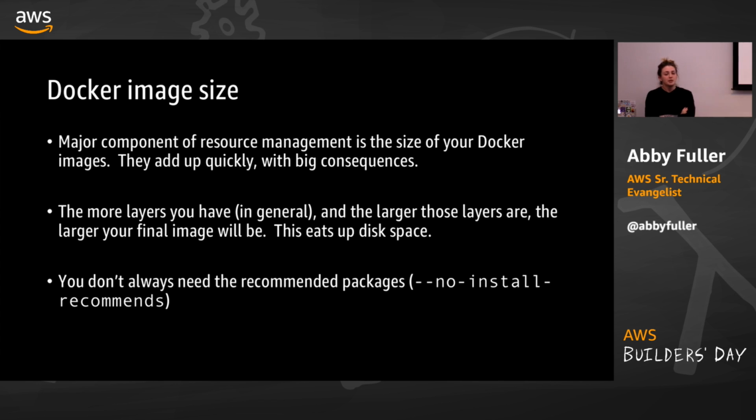In general, it's a little bit different with Docker 1.1, but the more layers you have and the larger those layers are, the larger your final image will be. So obviously that eats up disk space. A couple of ways that you can make this a little bit better on yourself. The first one, which is only on this intro slide because it didn't fit in another slide, is that you don't always need the recommended packages. An example from apt-get is no install recommends.